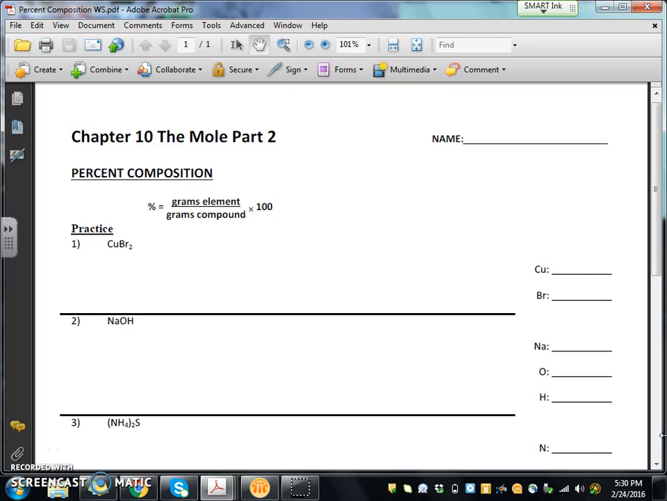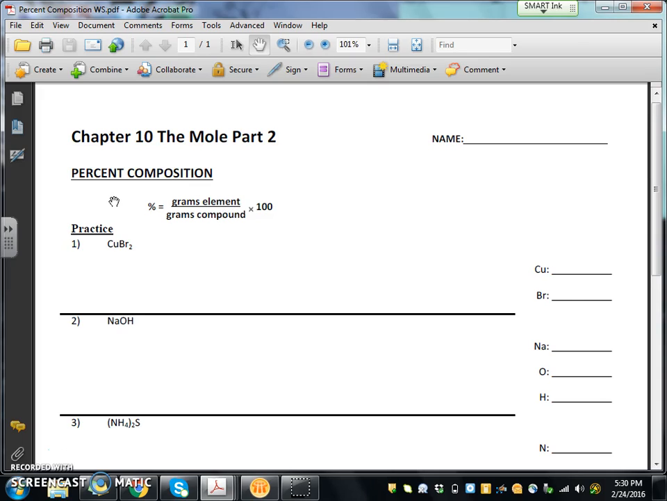Now let's start on the next part of the mole unit. This first section is called percent composition, and on our worksheet we're given an equation. It says that the percent composition is equal to the grams of the element that you're looking for divided by the grams of the total compound times 100.